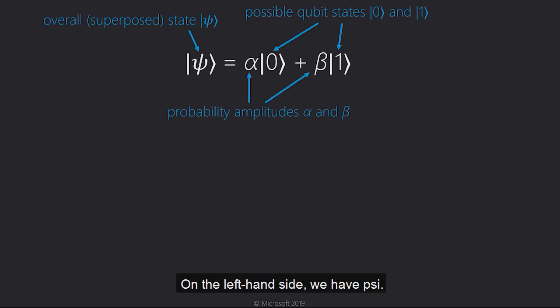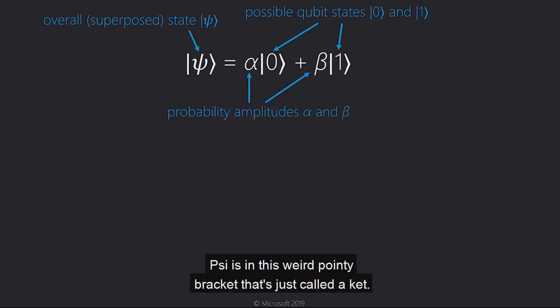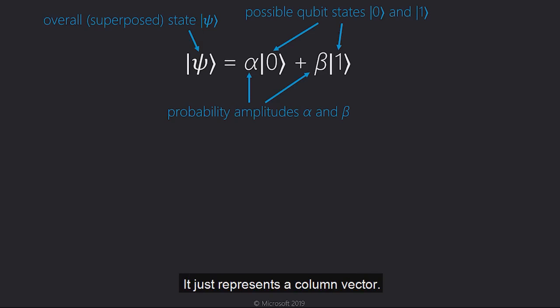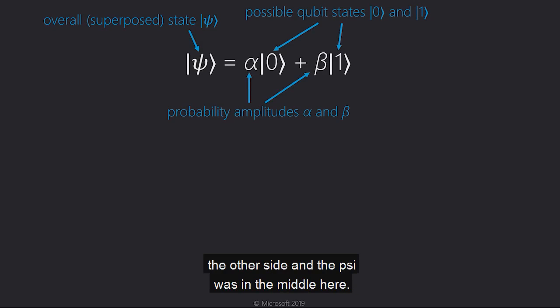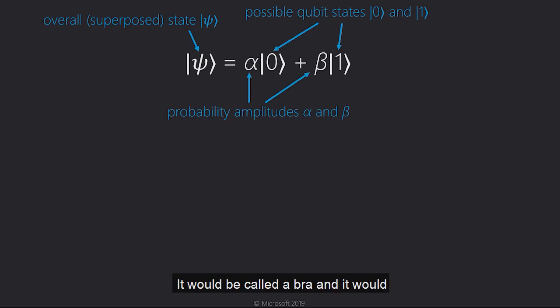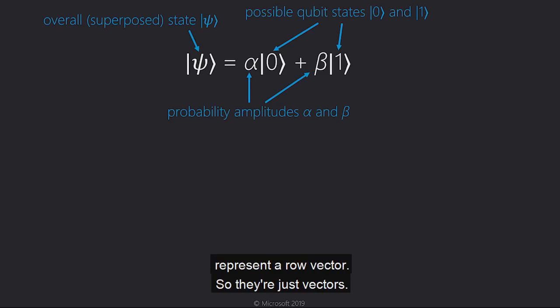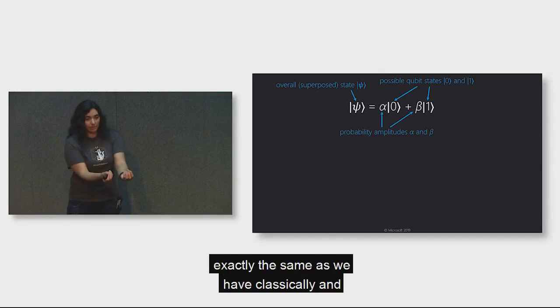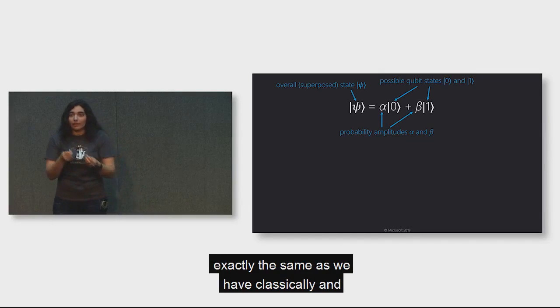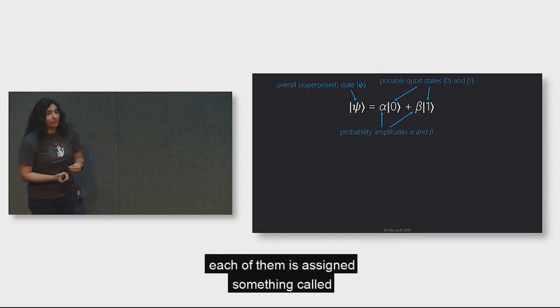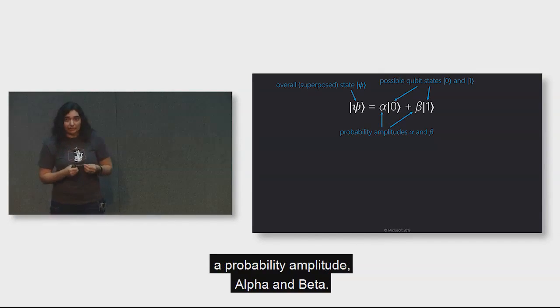On the left-hand side, we have psi. Psi is in this kind of weird pointy bracket. That's just called a ket. It just represents a column vector. If that arrow was on the other side and the psi was in the middle here, it would be called a bra, and it would represent a row vector. So they're just vectors. So we have our two basis vectors, 0 and 1, exactly the same as we have classically. And each of them is assigned something called a probability amplitude, alpha and beta.